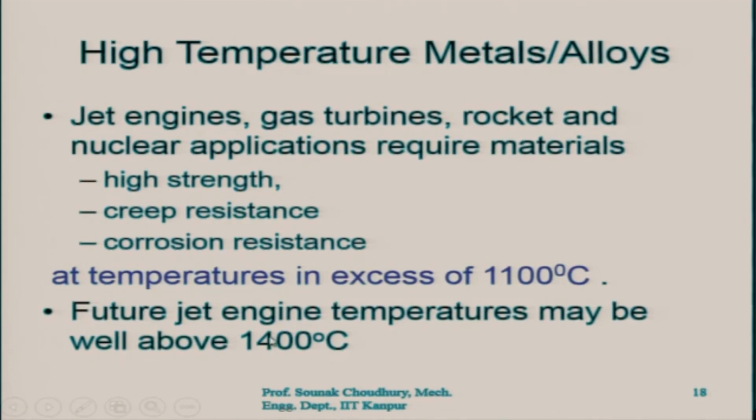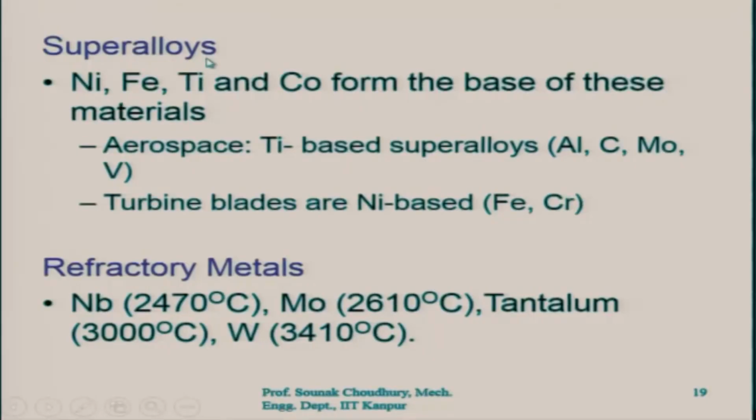Future jet engine temperatures may well be above 1400 degrees centigrade, because the speed is increased and therefore the temperature is increased, and the forces exerted on the materials are also increasing. Therefore, materials like super alloys are invented. Nickel, ferrous, titanium and cobalt form the base of these materials. These are the super alloys formed by nickel, ferrous, titanium and cobalt.